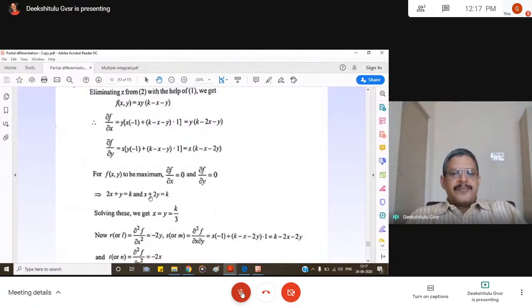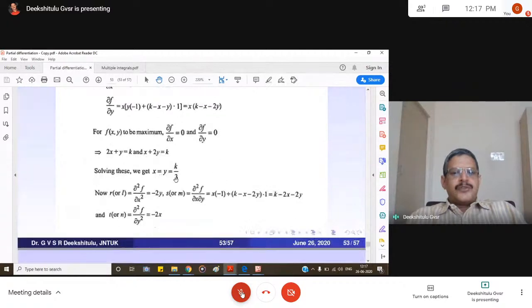So 2x plus y is equal to k, and x plus 2y is equal to k, from dou f by dou x and dou f by dou y. Then x is equal to y is equal to k by 3, which is the solution of these two. And then find dou square f by dou x square, that is minus 2y, dou square f by dou x dou y, and dou square f by dou y square.